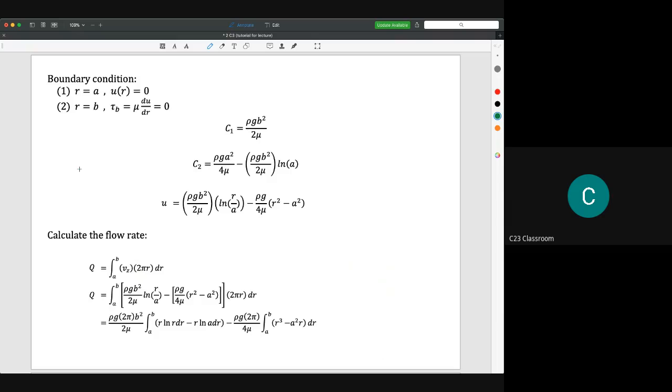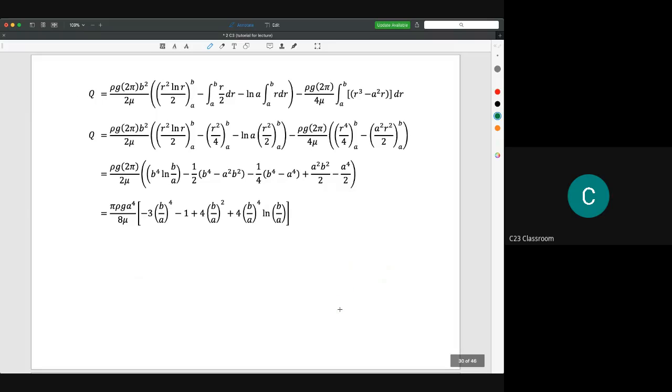Okay, so we do the integration. We integrate with dr, so we could solve it and get this term. We simplify it, so we could get this term. Then we substitute the values a and b, and we could get the value of Q of this term. If we know the exact values of a and b, we could substitute them, then we could get the value of the flow rate for this situation.